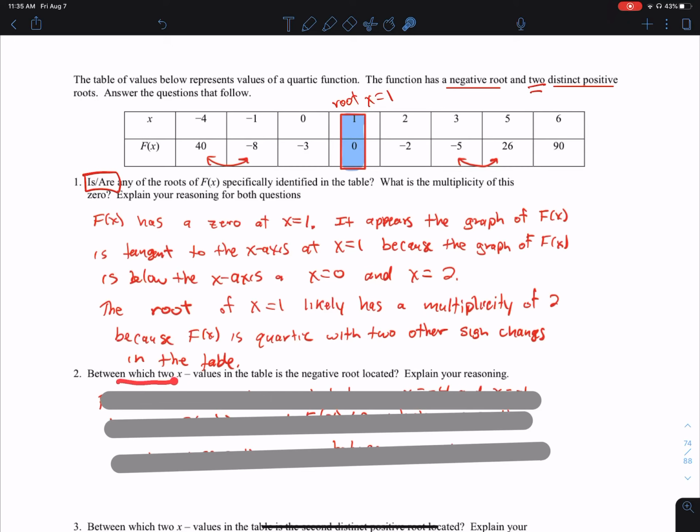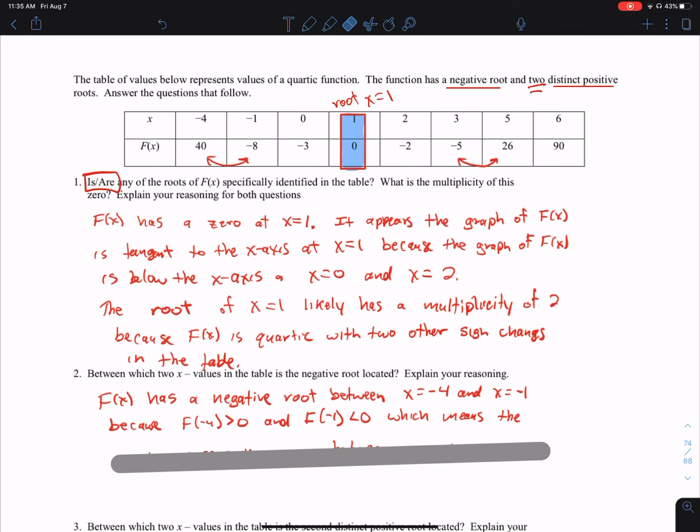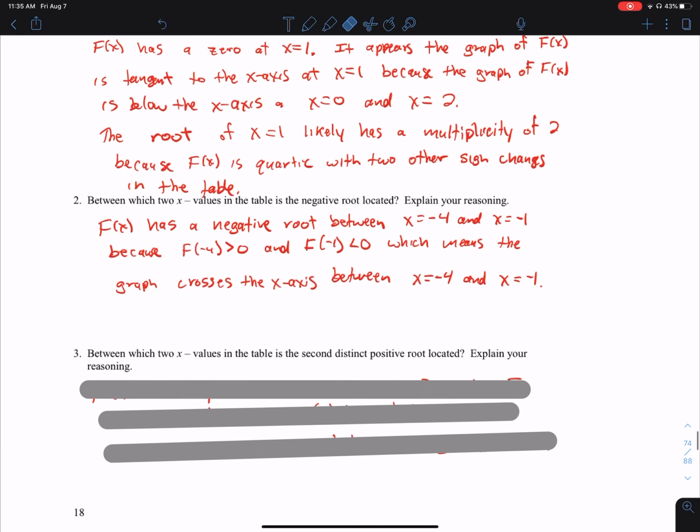Between which two x values in the table is there a negative root located? Explain your reasoning. Definitely between x equals -4 and -1, because the y value signs are changing. F of x has a negative root between x equals -4 and x equals -1, because f of -4 is bigger than 0 and f of -1 is less than 0, which means the graph crosses the x-axis between x equals -4 and x equals -1.